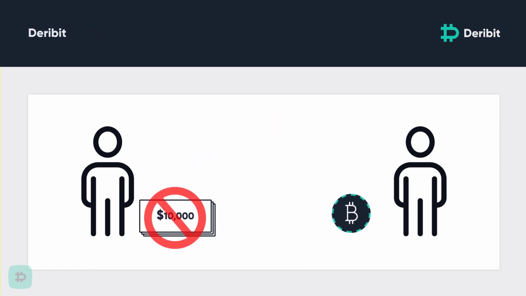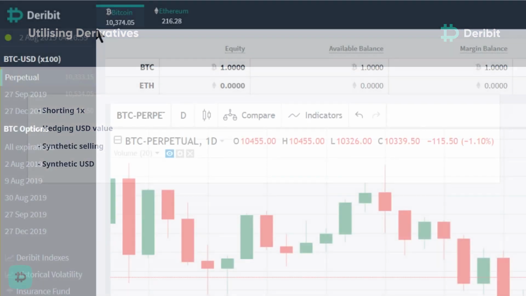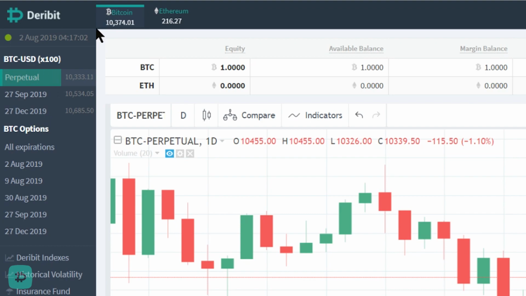On Deribit, there are no dollars to sell into, as the only balances are cryptocurrencies. However, you can still achieve the same by utilizing the derivatives that are available. You might have heard this being described as shorting 1x, hedging USD value, synthetic selling, or going into synthetic USD. The perpetual swaps, futures, and options can all be used to achieve this, so let's take a look at exactly how this is done, as well as the reasons you might choose each.